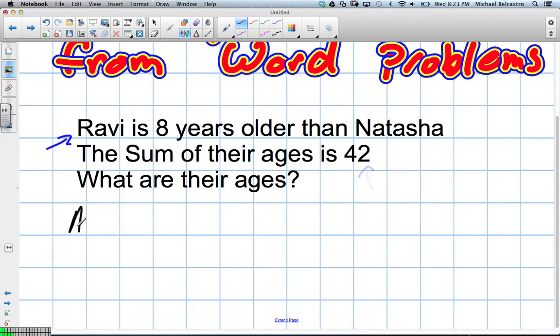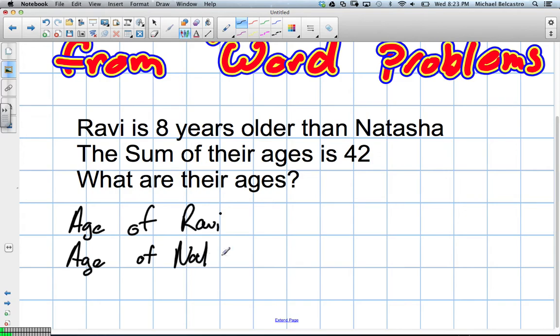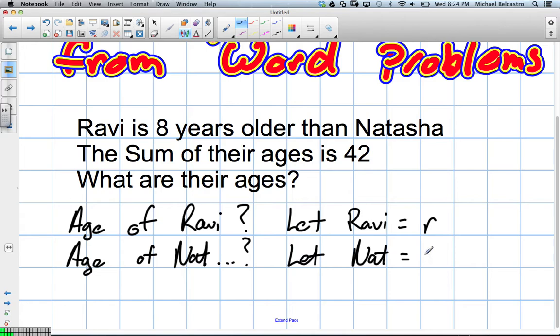Okay, so age of Ravi and age of Natasha are unknown, right? So let's give them variables. Let Ravi equal, what variable would you like it to be? R. R, makes sense, right? And let Natasha be what? N. Great. So these are our two variables.